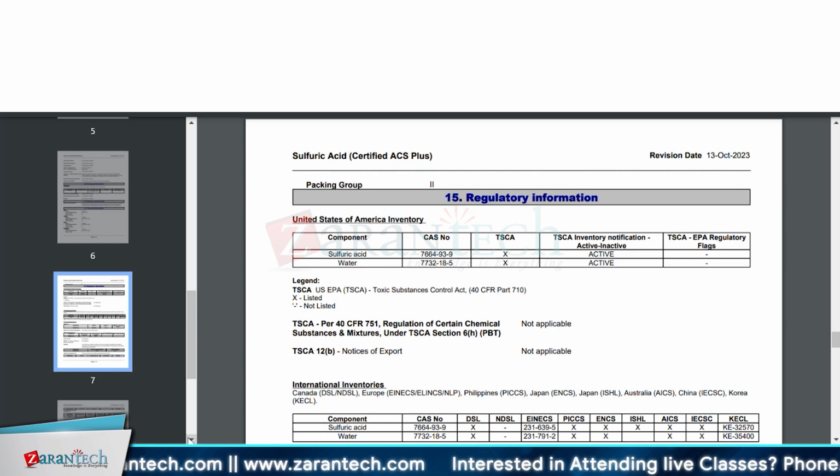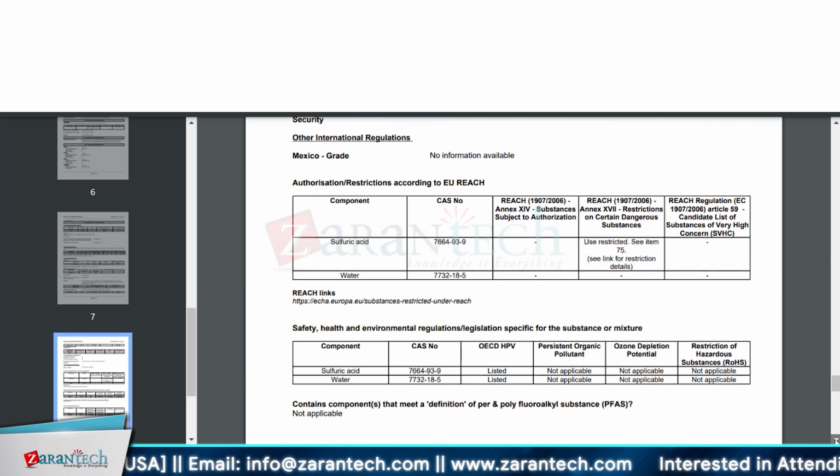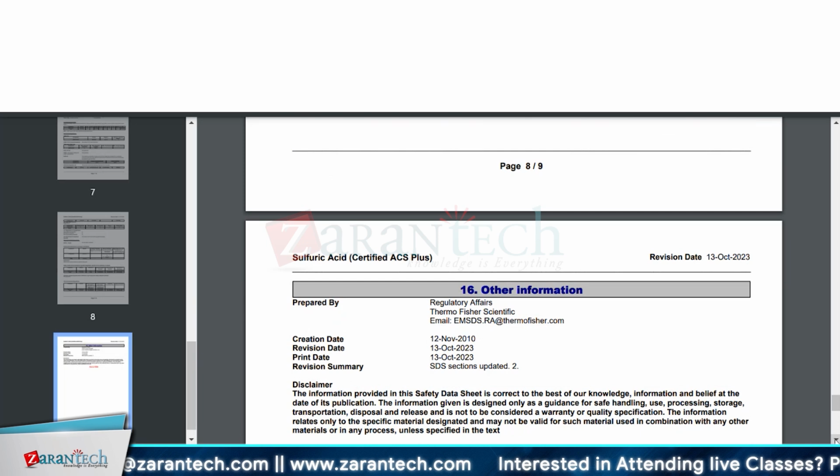The CAS number: how many of you know about CAS number? Does anyone have an idea about it or have heard about it? Yeah, heard about it, but not sure exactly. Okay, fine, we'll talk about it in detail later. Then we will talk about international inventories and authorization restrictions according to EU REACH, all the other regulations, whatever is shown there.